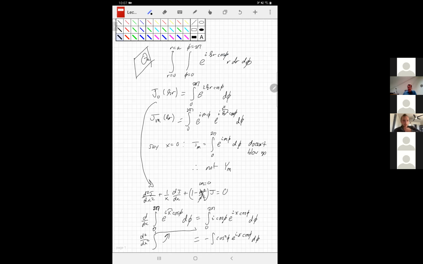So you use the second order differential equation to check what? I want to see if this thing is in fact a Bessel function. I've been asserting that this integral is a Bessel function. I'll prove it.